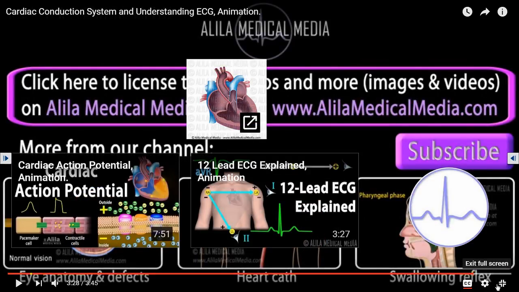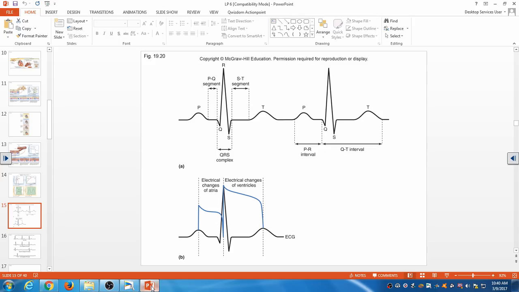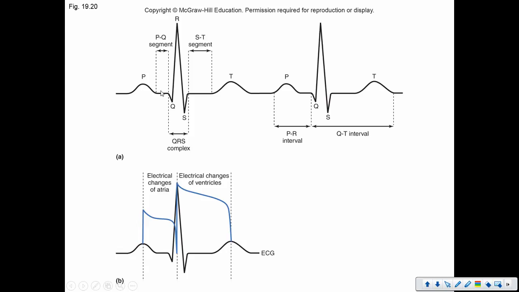Okay, so that was that one. When you're looking at the ECG, what you're seeing here is a measure of the electrical activity happening in the heart. When we see the action potential through the atria, that's the P wave. That's this upper movement here. When it's traveling from the sinoatrial node to the atrioventricular node, that's what we see as a PQ segment.